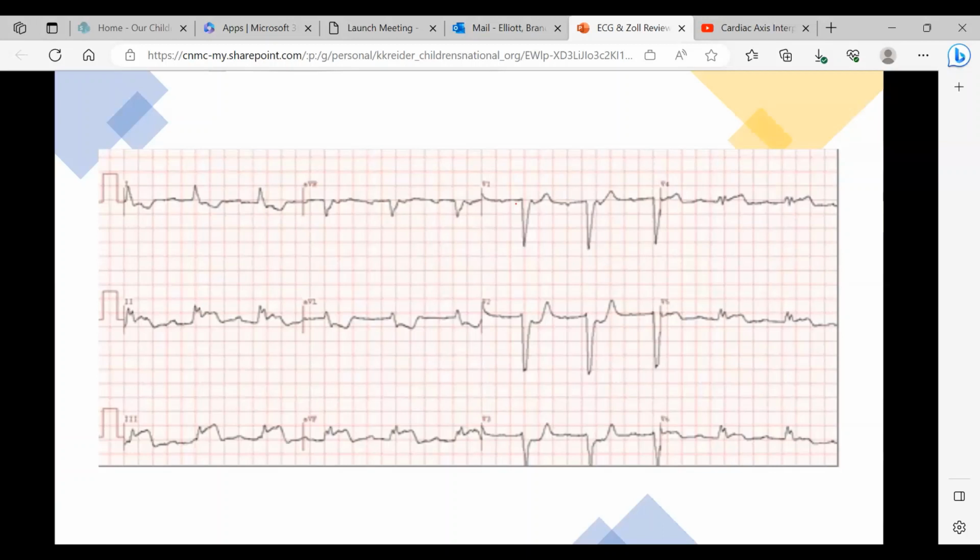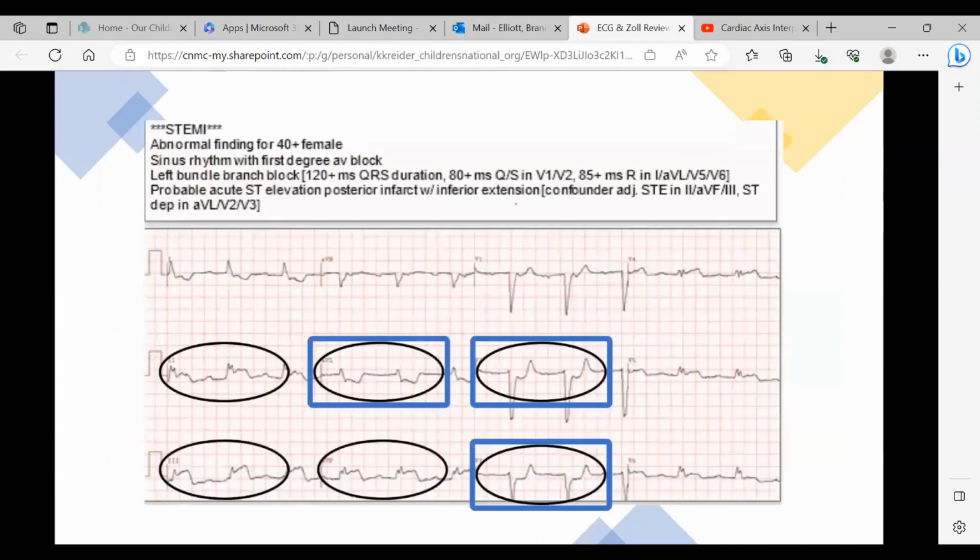So what part of the heart would you call that? Elevations in 2, 3, AVF, so that's inferior, right? Right. Once again, so then we try to do V4R, and then you have some AVL depression. Yeah, so another ugly EKG, an example of when someone's got a left bundle branch block and is having an MI at the same time.